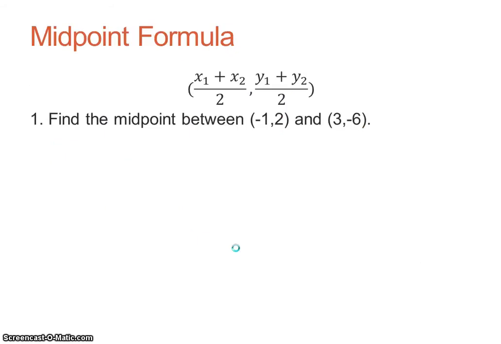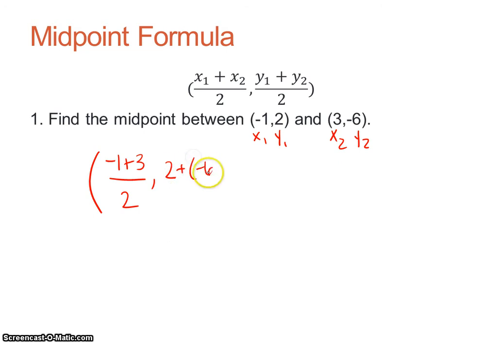Alright, now let's look at midpoint. So our midpoint formula is a coordinate, so we have x1 plus x2 divided by 2, and y1 plus y2 divided by 2. So let's find the midpoint between (negative 1, 2) and (3, negative 6). So we have x1, y1, x2, y2. So if we go to our coordinate, we'll have negative 1 plus 3 divided by 2, and our y coordinate will be 2 plus a negative 6 divided by 2.